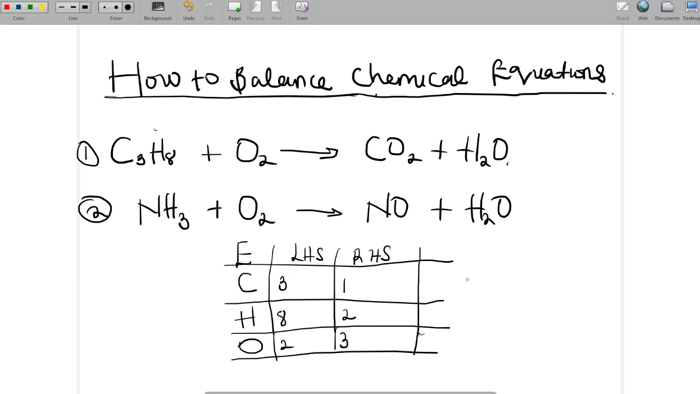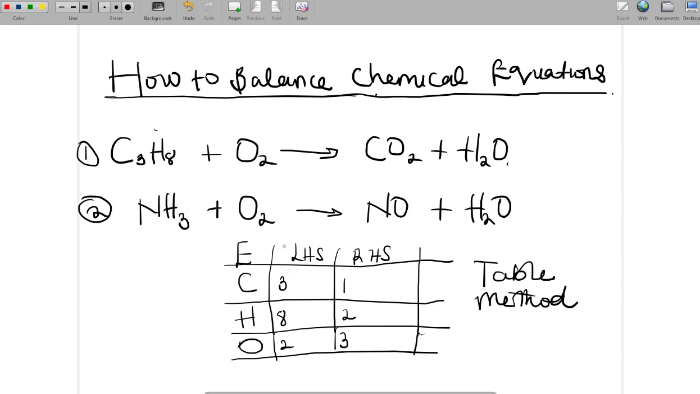We're actually using the table method. I'm going to clean this. I actually made a mistake. So here is the table method. As a learner, you are advised to use this very method so that you can see what you are doing. Now let's try to balance them.